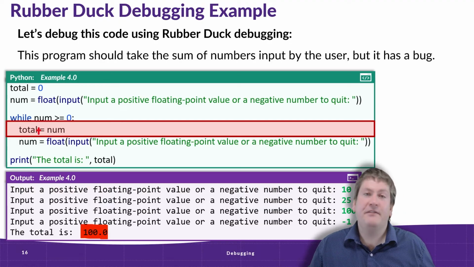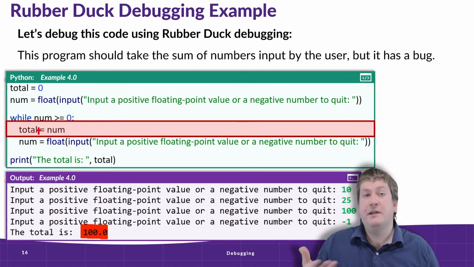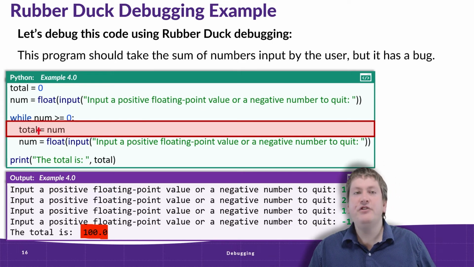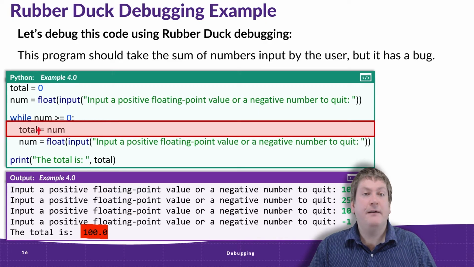But to be honest, it doesn't really have to be a duck, and it doesn't even have to be out loud. The idea is you're just going line by line and explaining it, even if it's just in your own head, what that line does. And eventually you'll find a line that doesn't actually do what you think it does. Like in this case, we found that we were setting total equal to num rather than adding num to it.